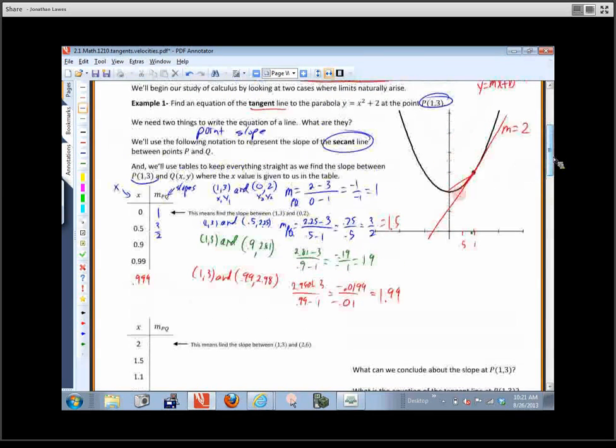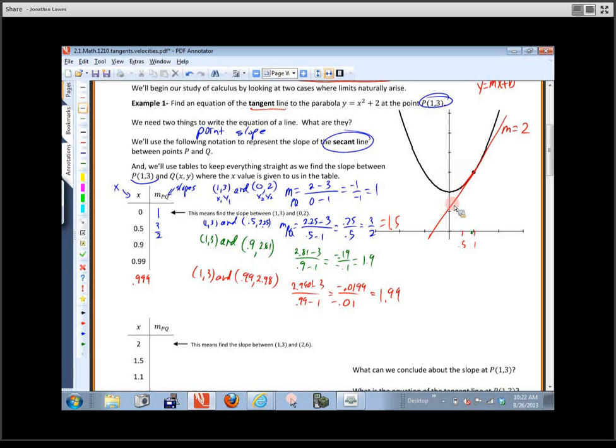Okay, well, what we did is we always used points on the left side of the point of interest. We were always using 0, 0.5, 0.9, 0.99 and so forth, and we got something that was approaching 2. But maybe we ought to check on the other side. There's nothing special about checking the slopes on this side.